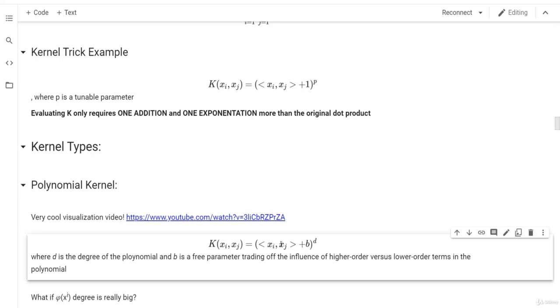Here we have xi, xj, and here we have p instead of 1. And instead of p, we are just saying here d. It's the same. D is the degree of the polynomial, so 1, 2, 3, and p is a free parameter trading off the influence of higher order terms versus lower order terms. So this p, if it's 0, then we care about the higher order terms more. If it's 1, then we care about the lower order terms. If it's 2, then we care about the lower order terms more and more.